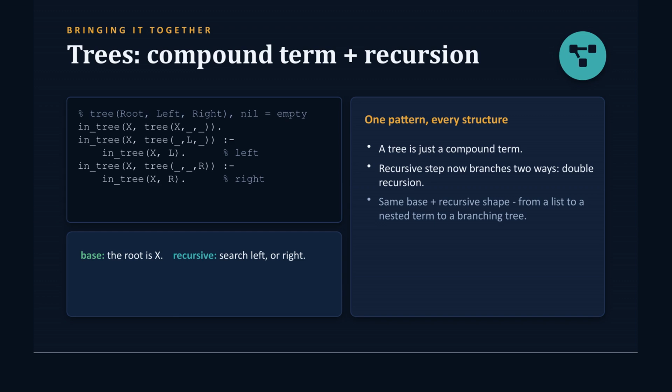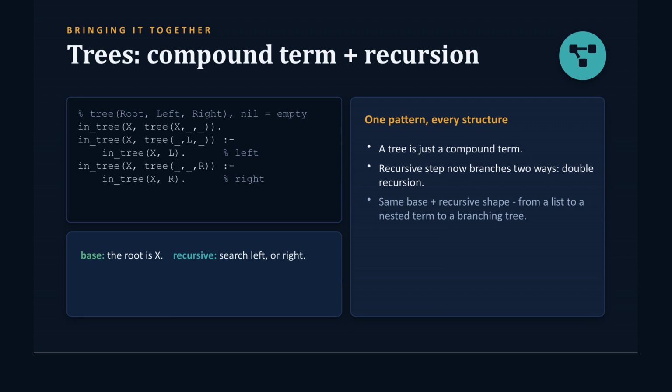Let us finish by combining everything. A binary tree is just a compound term, tree of a root, a left subtree, and a right subtree, with the atom nil for an empty tree. To check whether an element is in the tree, we use the same base plus recursive shape, but now the recursive step branches 2 ways. The element is found if it is the root, otherwise, look in the left subtree, or look in the right subtree. That is double recursion, the same idea we keep reusing.